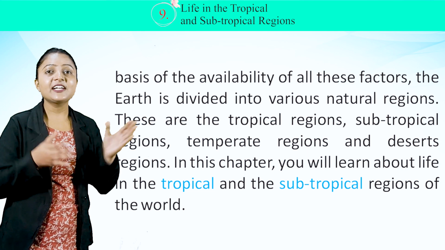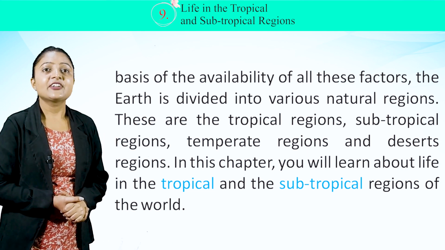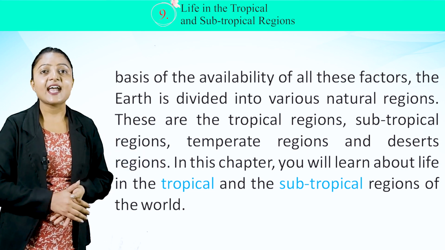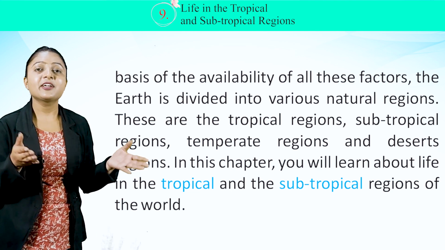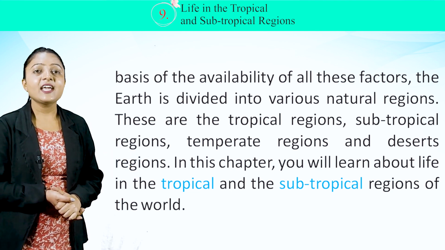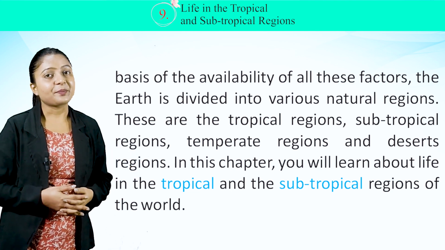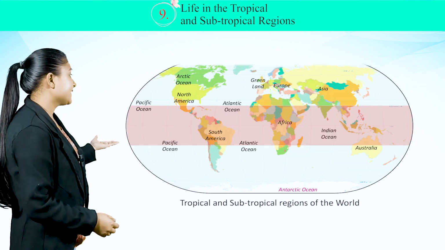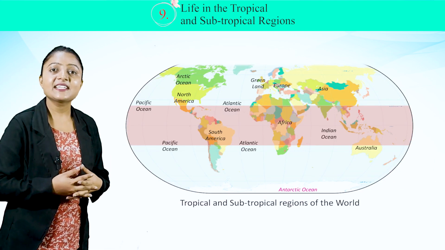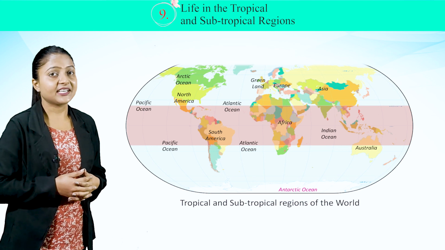These are the tropical regions, subtropical regions, temperate regions, and desert regions. In this chapter, you will learn about life in the tropical and the subtropical regions of the world. In this map, you can see tropical and subtropical regions of the world.